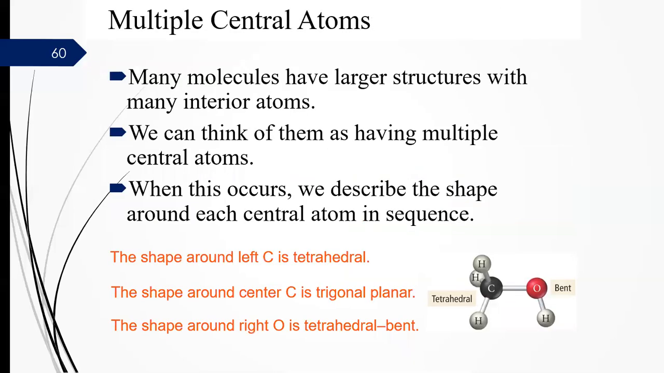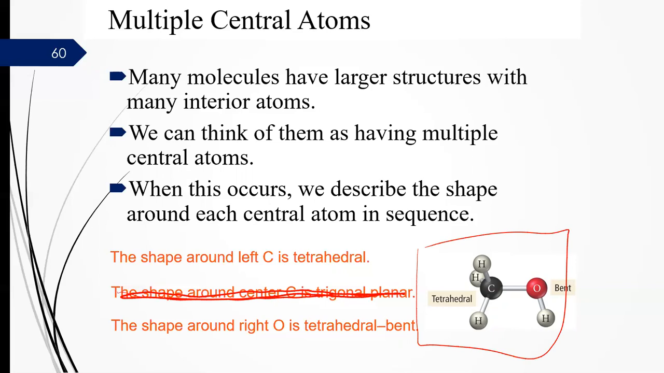The naming system that we've come up with for our geometries is good for our single central atoms. If we have multiple central atoms, then we have to name each one to give its geometry around it. So for this molecule down here, we would say that the left carbon is tetrahedral. We would say that the shape around the right oxygen is going to be bent. And so that's how we can kind of work our way through that. You don't have to worry about the second part. It was back when I had a more complex figure in there.